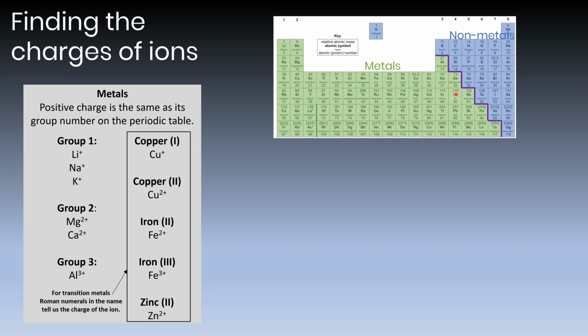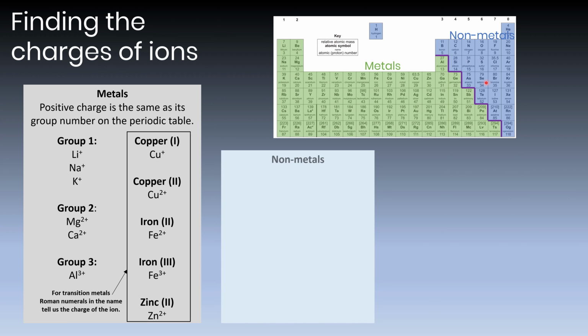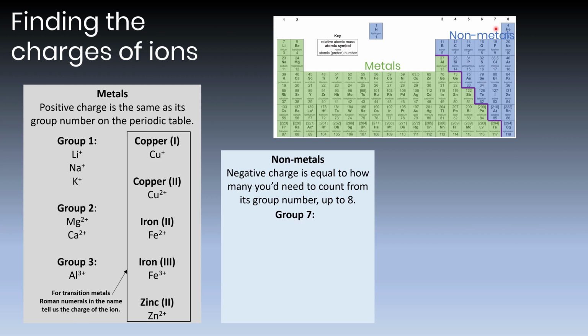Now let's have a look at the non-metals on the periodic table. Non-metals always form negatively charged ions, and all you need to do is find the group number that the non-metal is in and see how many it takes to count up to 8, because they've got to gain electrons to get a full outer shell. So if you're in group 7, you've only got to go up 1 in order to get to 8. So anything in group 7 gains 1 electron, so forms a 1- ion. For example, fluoride F-, chloride Cl-, bromide Br-, and iodide I-.